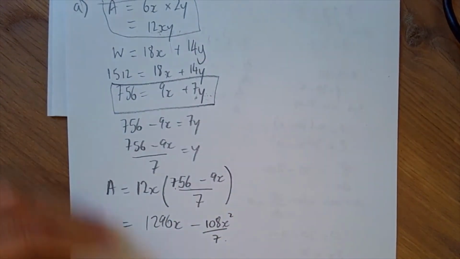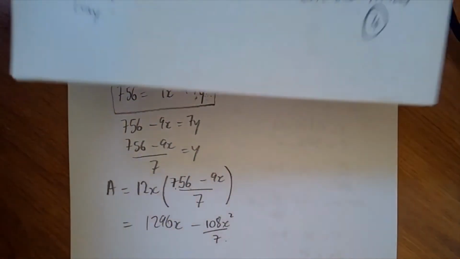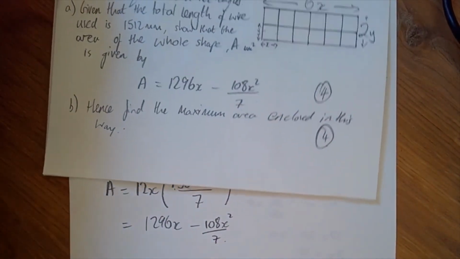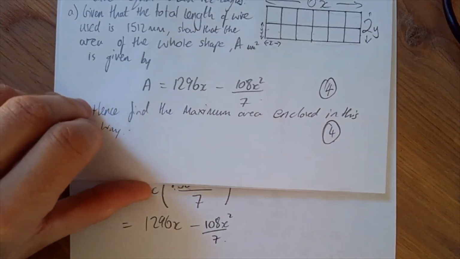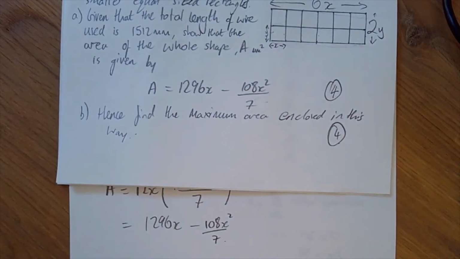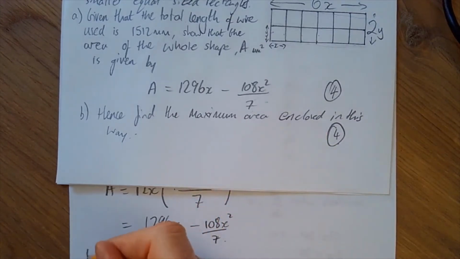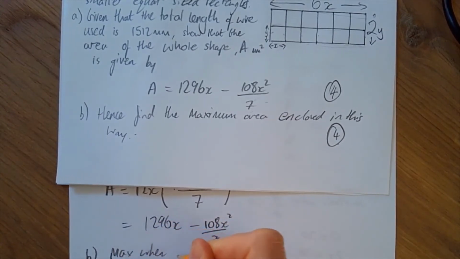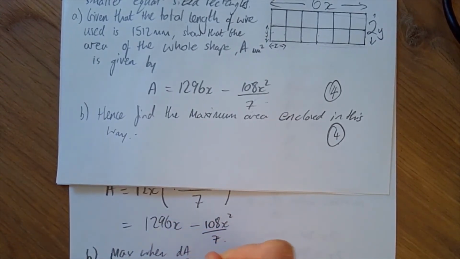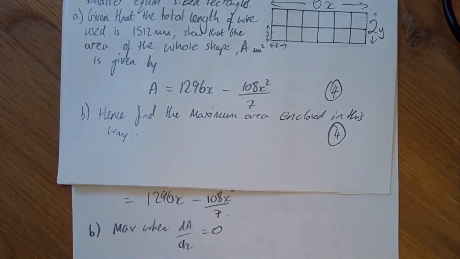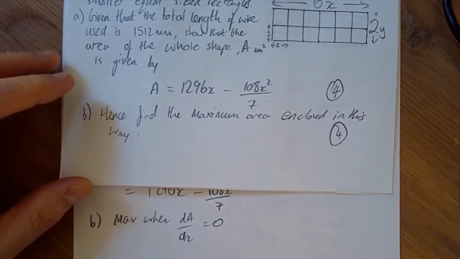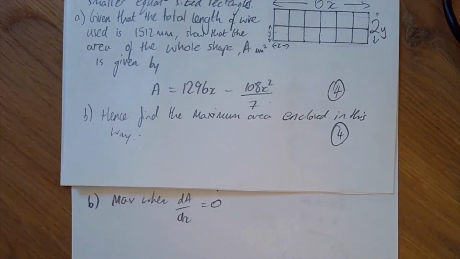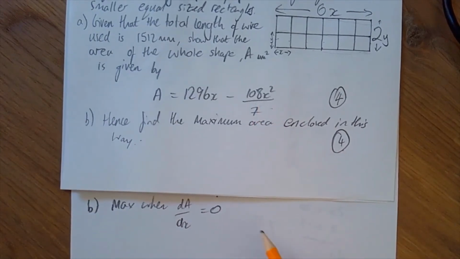There it is. Okay, so let's just put the question back up here. We've managed to do the first bit, which is probably the hardest bit of the question, to be honest, that's got us down to this formula. Hence, find the maximum area enclosed in this way for part B. So, max when dA/dx equals 0. Okay, so I need to differentiate my area function here and set it equal to 0.